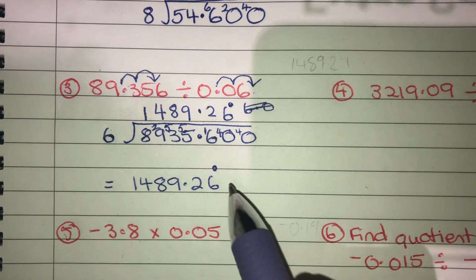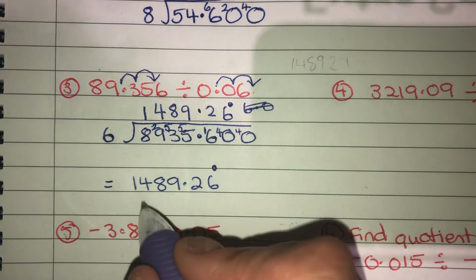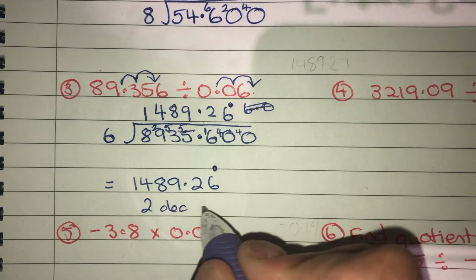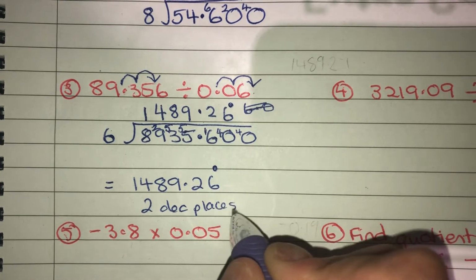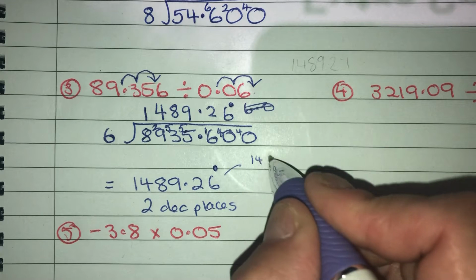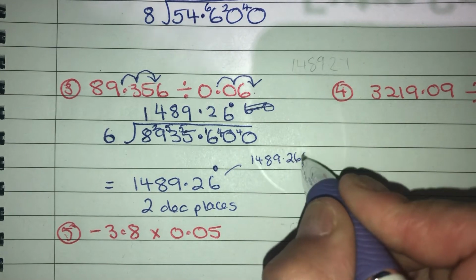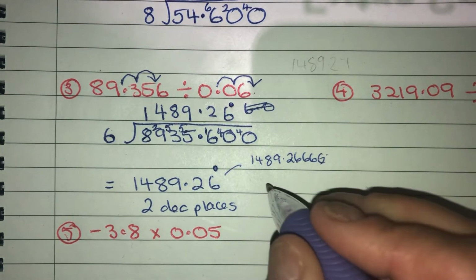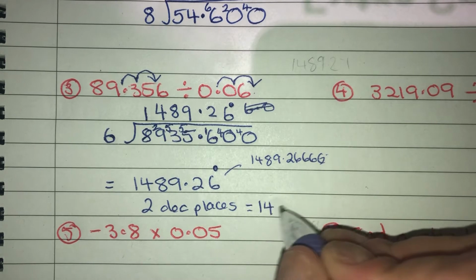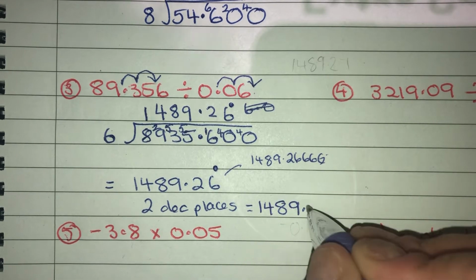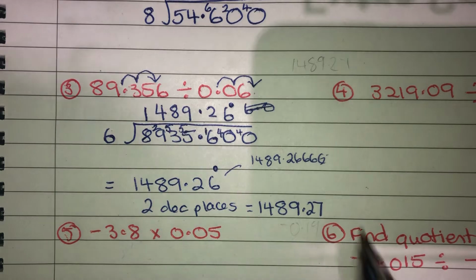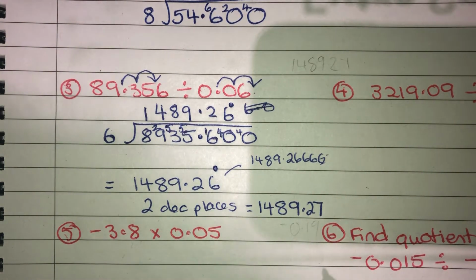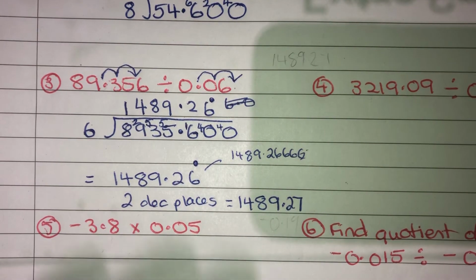The other thing is, it might say to 2 decimal places. So if it says 2 decimal places, this, remember, is the same as 1489.266666. So if that's the case, your answer would be 1489.27, not 26 with the dot. Okay? All right, let's have a look at this one.